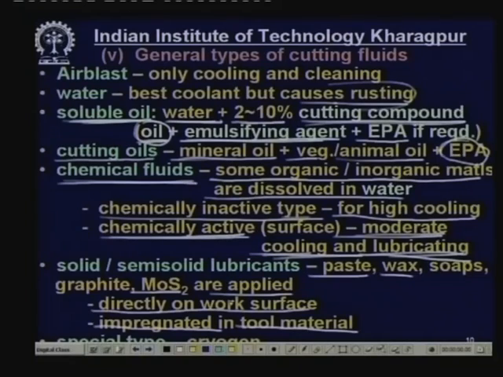And sometimes some special cutting fluids are also applied for extreme cooling, like cryogenic fluids, that is liquid nitrogen and liquid carbon dioxide. These are used mainly for cooling purpose, extreme cooling, because the temperature is very low, minus 196. And another important aspect of cryogenic cooling is environment friendliness, because oil type cutting fluids create problems, are very hazardous and create pollution, whereas cryogenic fluids like liquid nitrogen and liquid carbon dioxide do not create this kind of problem.